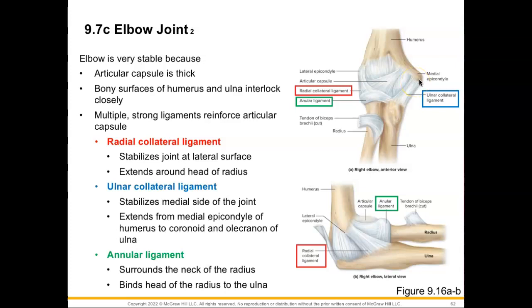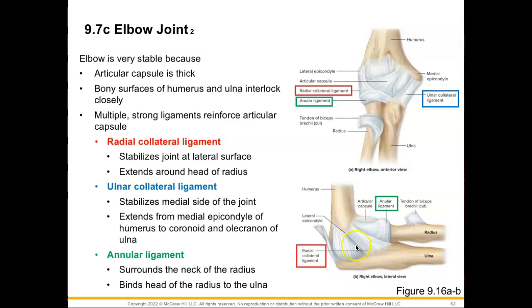So this is the same thing. We see these parallel fibers connecting from the medial epicondyle of the humerus down to the coronoid and also the olecranon of our ulna. And this is going to stabilize this medial side of our joint. Now we don't see it in this lateral view over here because it's on the other side, but we do see the radial collateral ligament really beautifully over here.